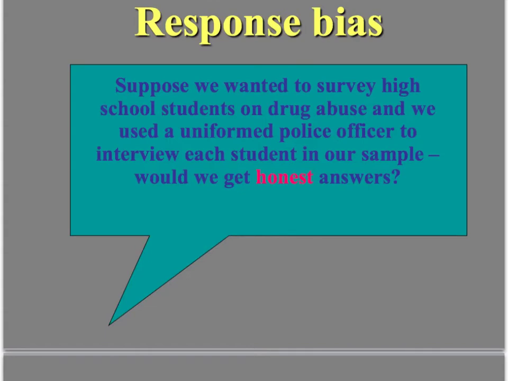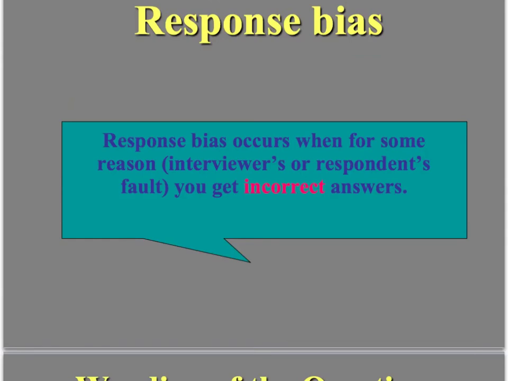If you're going to do some kind of survey like that, it's better to do an anonymous survey where people's answers are not traced to them and not conducted by a police officer. So again, response bias occurs when you get incorrect answers as a result of either something that the interviewer has done or something that the person responding has done.